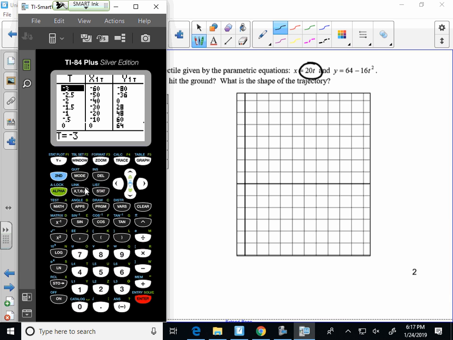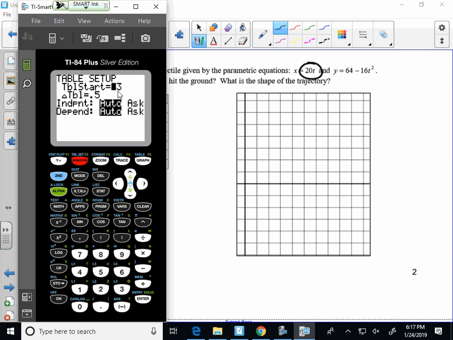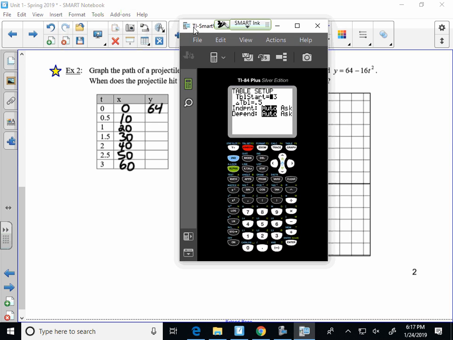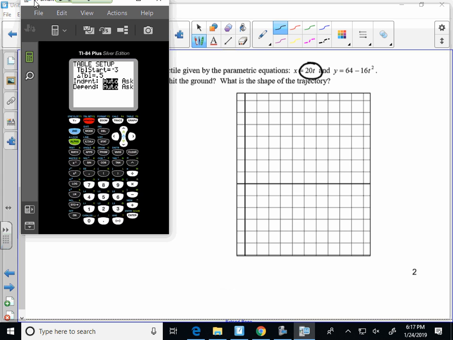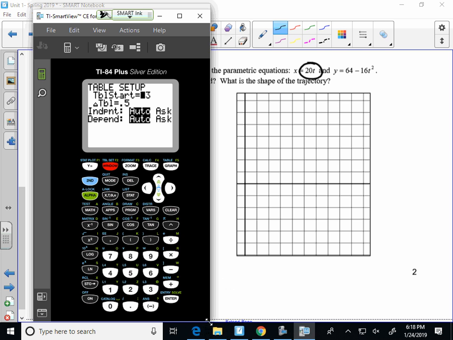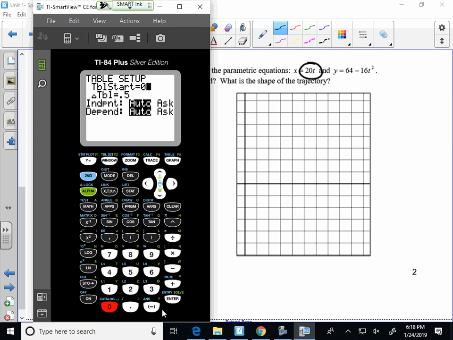If you have a calculator that does not show you that, then you would hit second window. It'll bring you into your table setup. Honestly, I don't need half the stuff that came up in that table. Why did they do that? I need to go from 0 to 3. So I would start it at 0 and still go by 0.5.